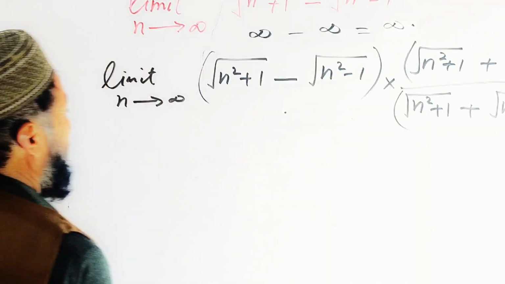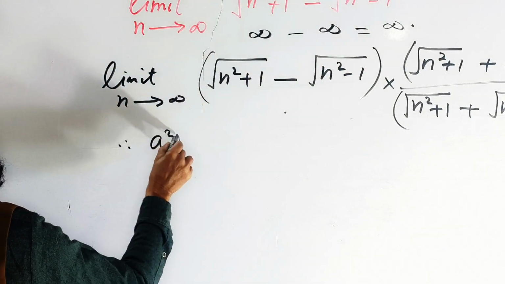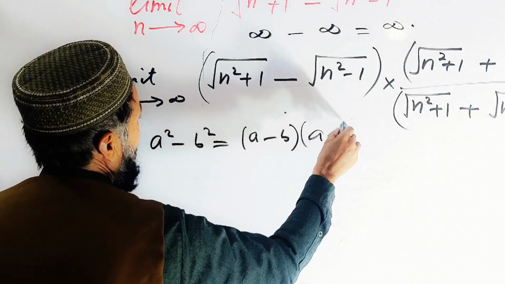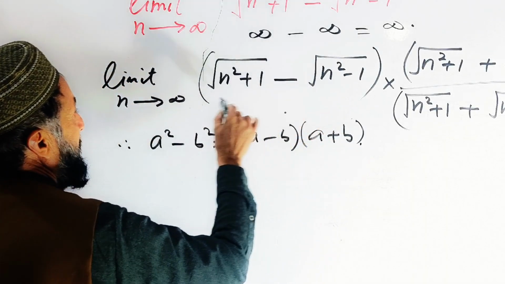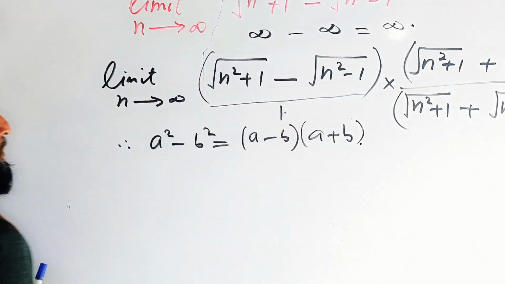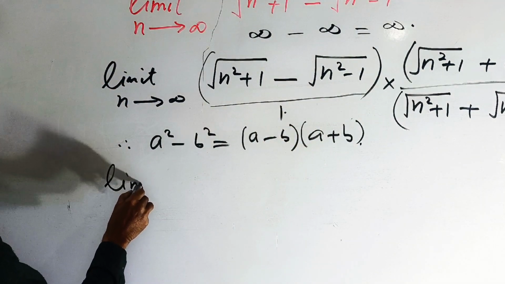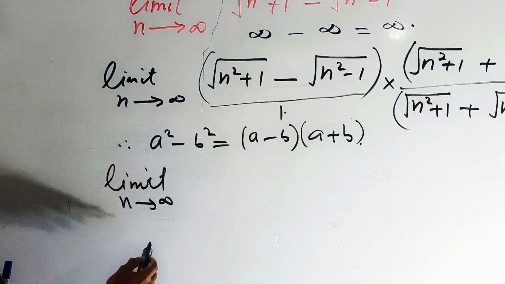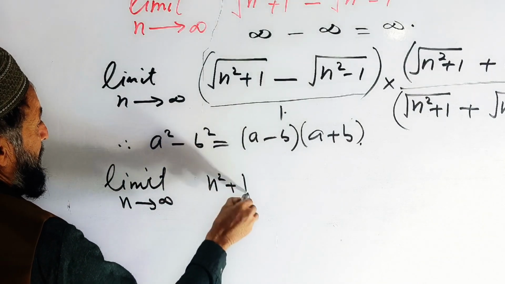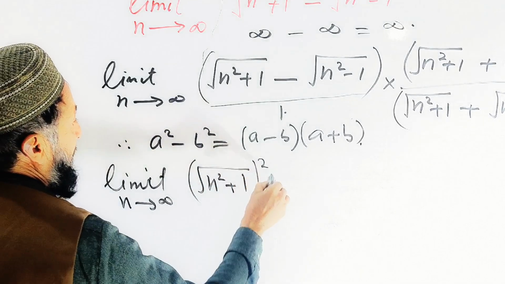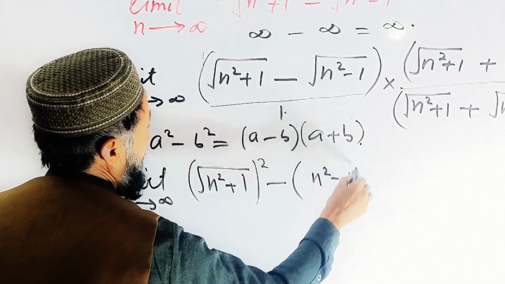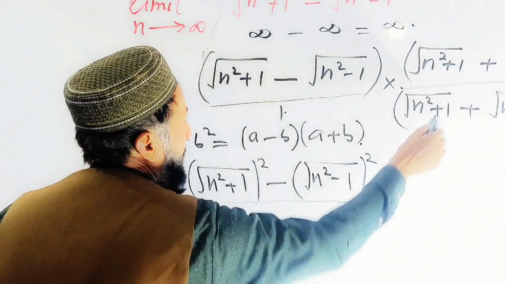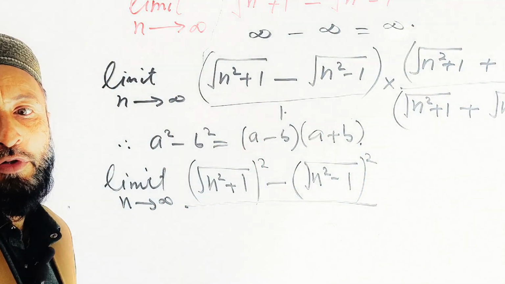Now according to the formula, we apply a squared minus b squared is equal to a minus b into a plus b. According to this formula, the denominator term is 1. So in the above we can write the limit as n tends to infinity of the square root of n squared plus 1 squared minus the square root of n squared minus 1 squared, and similarly the denominator is also multiplied.